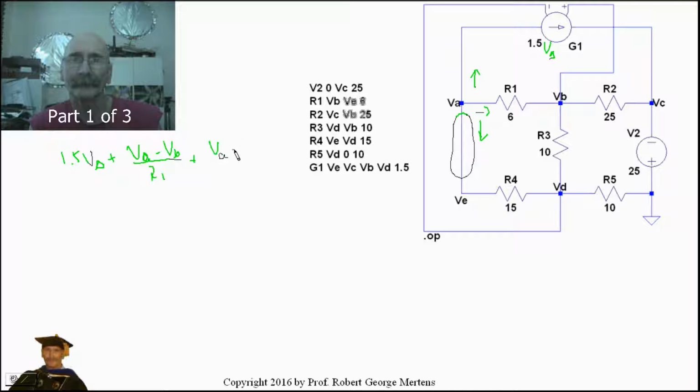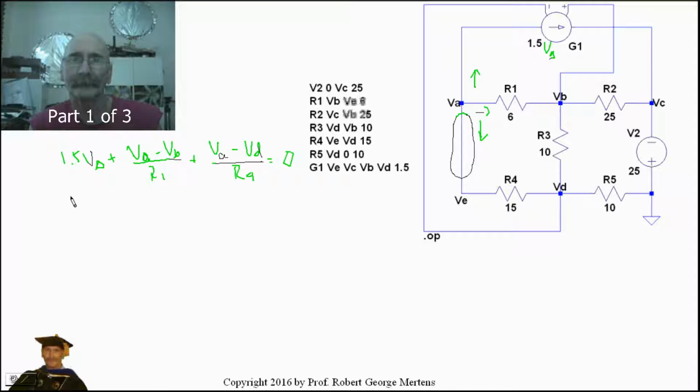VA minus VD. And you notice I'm just skipping right past VE because there's nothing there. VE and VA are the same in this one. Over R4. Alright, so that's our first equation, and that's equal to 0.